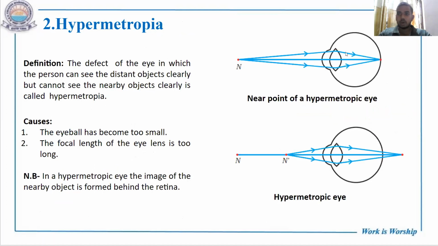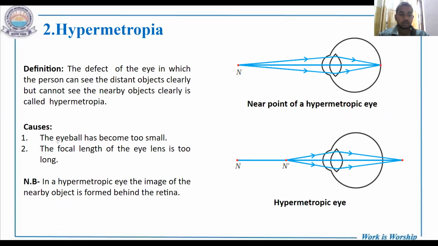Hypermetropia is just opposite. Opposite means we can see far objects clearly and are unable to see nearby objects clearly. So the causes are also just opposite: the eyeball has become too small and the focal length of the eye lens is too long. In a hypermetropic eye, the image of the nearby object is found behind the retina. So we have to form this image on the retina. That means we have to use a convex lens or converging lens.